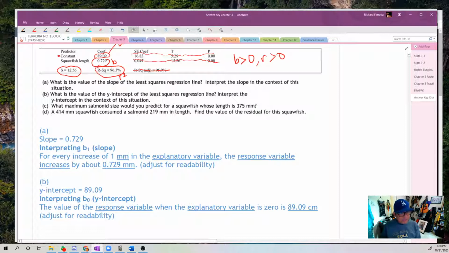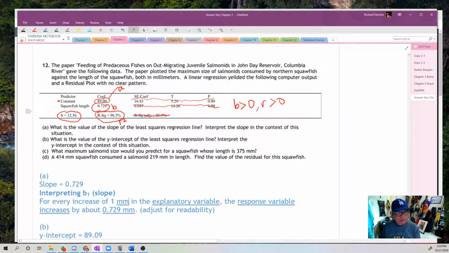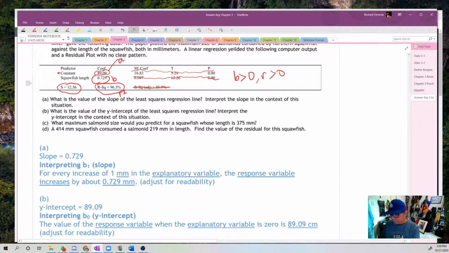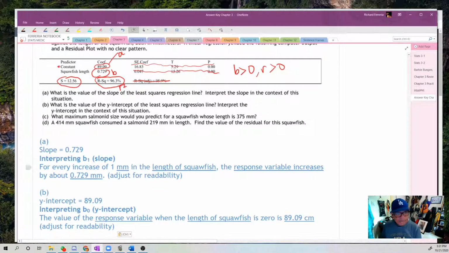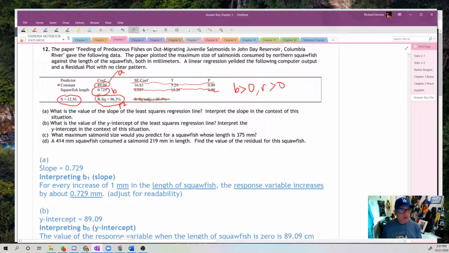Next, we're going to put things in context. So our explanatory variable, what is the explanatory variable? That is going to be the length of the squawfish. Next is the response variable. Our response variable is the maximum salmonid consumed.